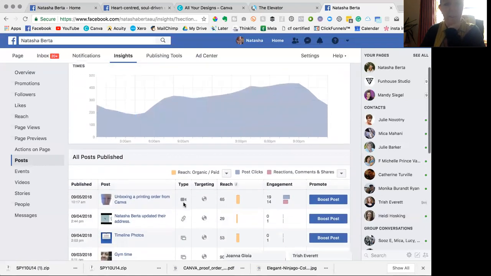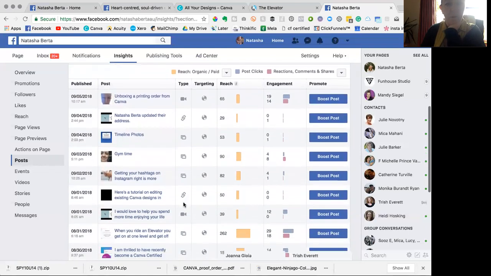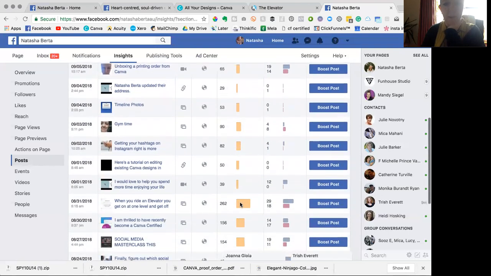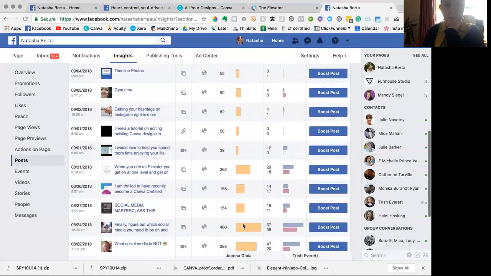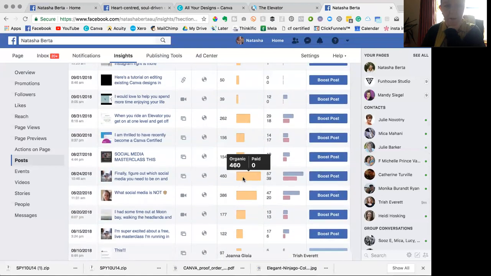And if you keep scrolling down, this is where you get the real gold, in my opinion. It shows you the statistics on each of your posts. So what we're looking for here is reach, which is basically how many people Facebook put this post in front of. So you can see there's a couple here that got in front of a lot of people. Organic means that's just what Facebook put up in front of people. So the algorithm just decided that this post should go in front of these people.